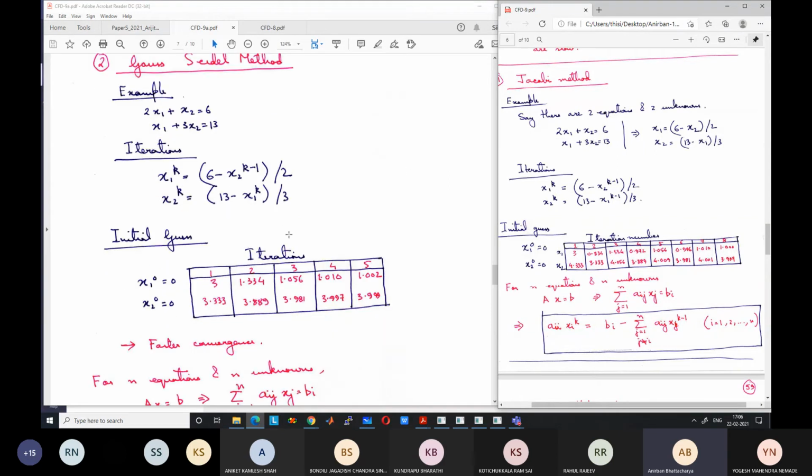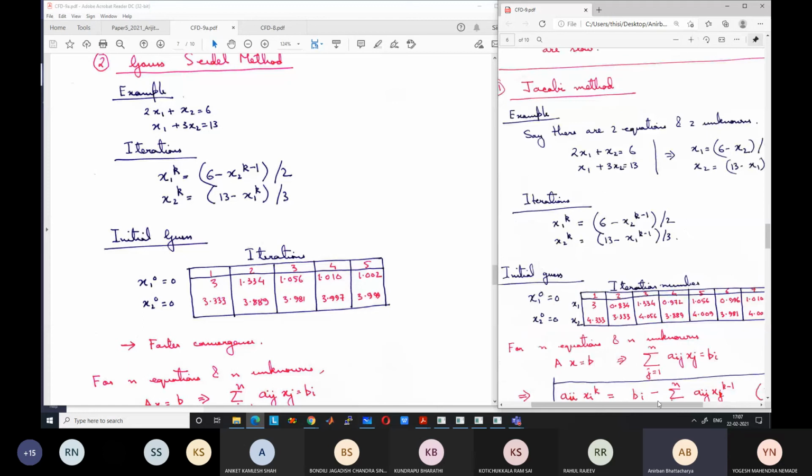Let us take a look at the iterations for this case. x1 equal to 0, again our initial guess is 0, 0. So after one iteration, (6 minus 0) by 2, so 3. And 13 minus 0 by 3? No, not 13 minus 0 by 3. Remember, we will use the latest value, (13 minus 3) by 3. So 3.333. Okay, the latest value is 3, already we have calculated 3. 3.333. Okay. So I will keep this also open.